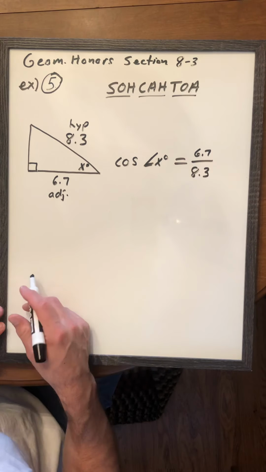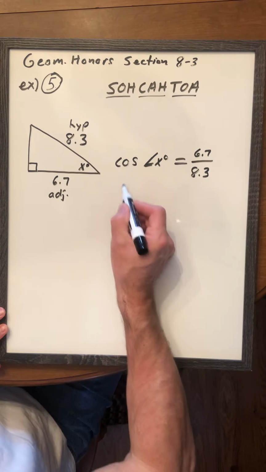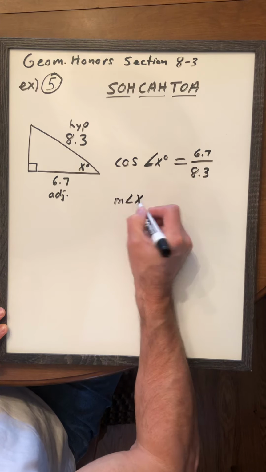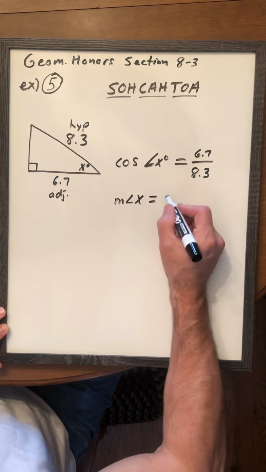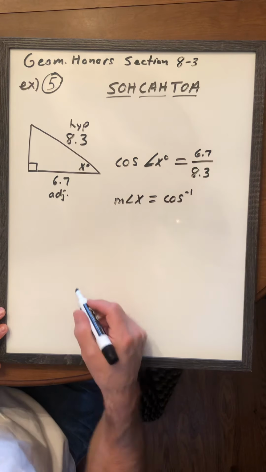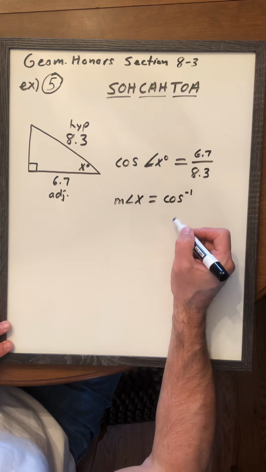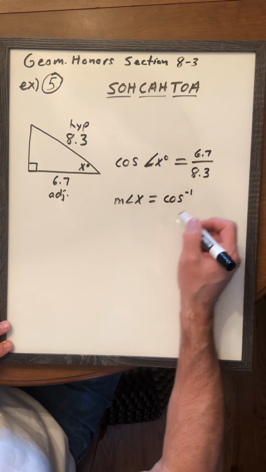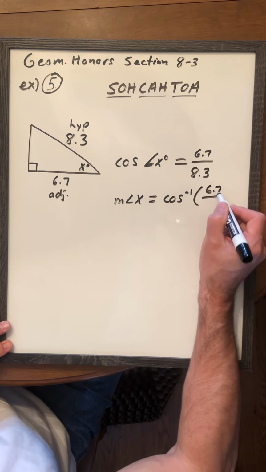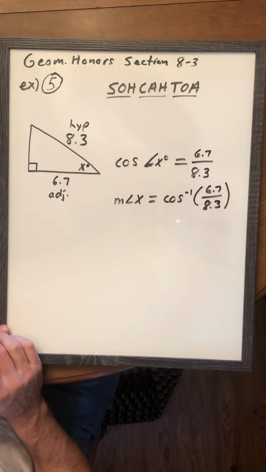Now remember, when we're dealing with an angle, we're always using the inverse. So I've got to divide by the cosine, so that means measure of angle X equals cosine to the -1, because we're dividing by cosine, we're multiplying by the reciprocal, so that then we're using the inverse cosine to the -1, and then it would be times 6.7 over 8.3. And so there is my setup now.